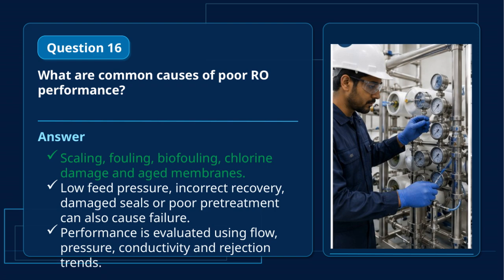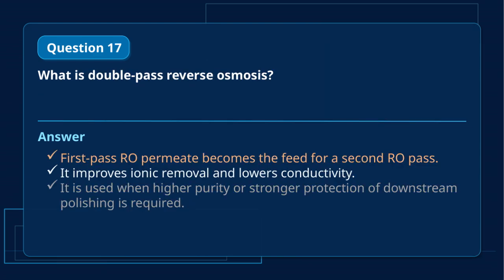To keep track of performance, we monitor key indicators like flow rates, pressure changes, conductivity, and rejection trends. These measurements help us identify problems early and maintain optimal operation. Question 17 asks, what is double-pass reverse osmosis?